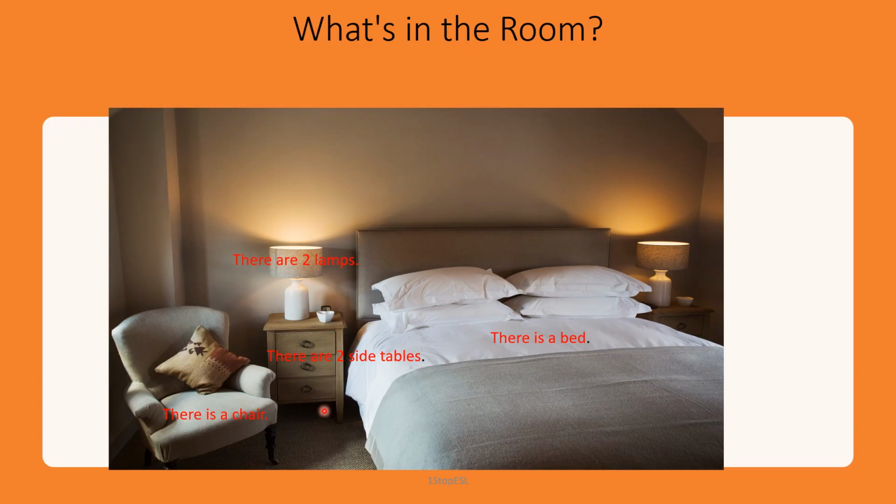Bedside tables. And there are 1, 2, 3, 4 pillows. Good job. And here, can't really see that, but this is a cushion. There is a cushion. Okay, very good. There is a bed. There are 4 pillows. There are 2 side tables. There are 2 lamps. There is a chair. And there is a cushion. Good job.